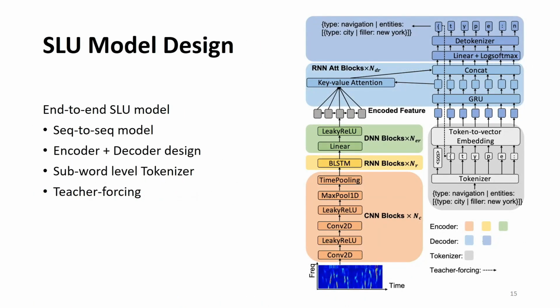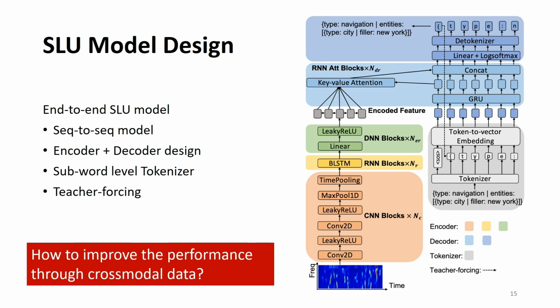Then we design a specific SLU deep learning model to extract the private intent from the motion sensor signals. This is a sequence-to-sequence model with an encoder-decoder design, and the output is a subword-level token. We use the teacher forcing strategy to improve the performance. But we still find that the attack success rate is not that high, so we design more techniques in the neural network design to improve it.